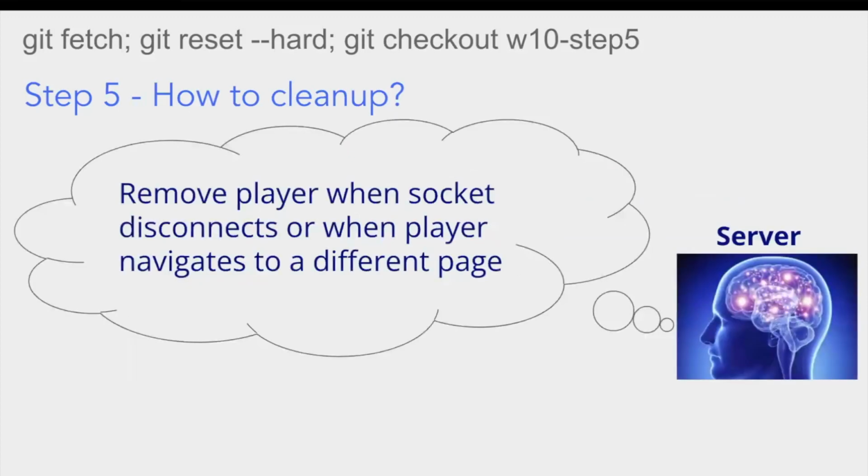So the message is to remove the player when the socket disconnects or when the player navigates to a different page on the game. And just to recap, socket disconnection will happen when the player leaves the entire website. And the player navigating to a different page will just happen when the player clicks a different tab on the website or navigates to a different page on the nav bar, etc.